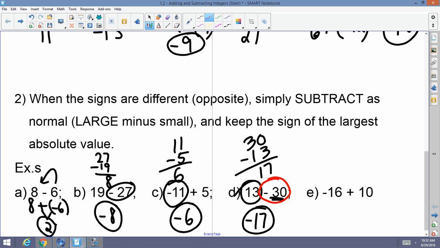Now, for E, next, negative 16 plus 10. Sign of the 16 is negative, sign of the 10 is positive. When the signs are opposite, you subtract and keep the sign of the largest absolute value. So we're going to subtract as normal. 16 minus 10 is 6. Okay, so I got 6, but there's more negatives than positives, so my answer is negative 6, my brothers. Does that make sense, gentlemen? Questions on that, gentlemen? You promise? Okay, let's move on. Thank you, brothers.